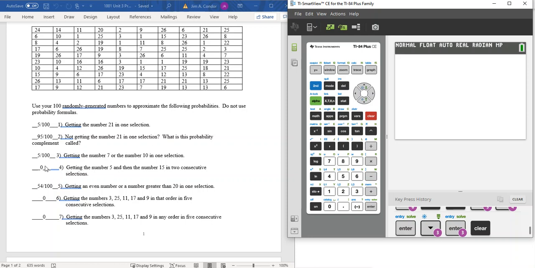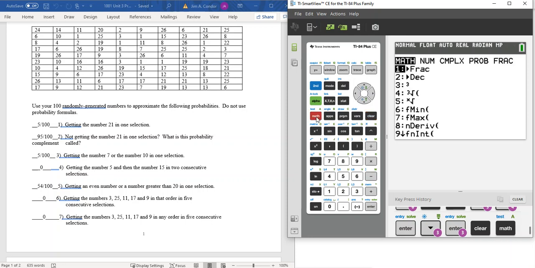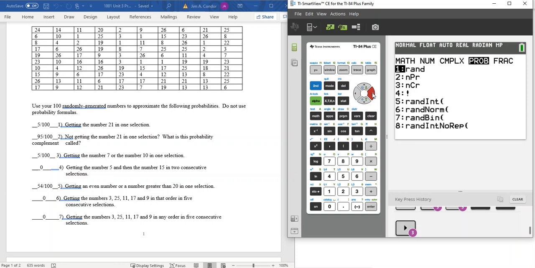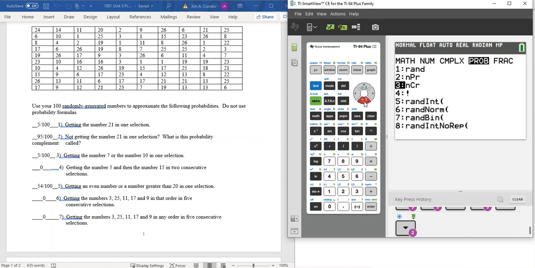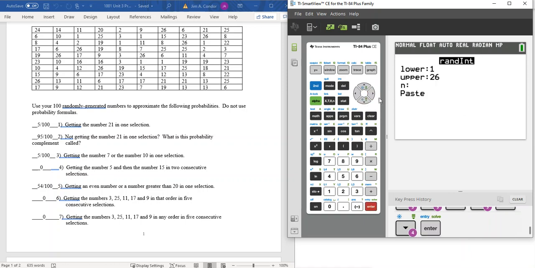All right. How about getting an even number or a number greater than 20 in one press of that button, right? If we had that, math, probability, random number, and oops. And, right. Okay. So what are the odds when I hit this that it's going to be even or a number greater than 20?